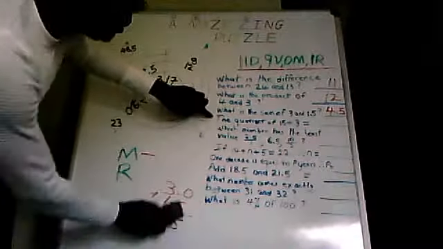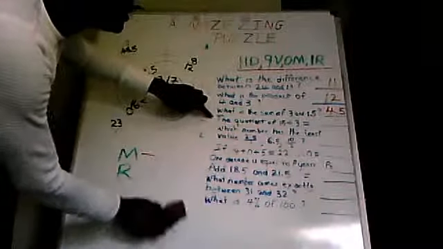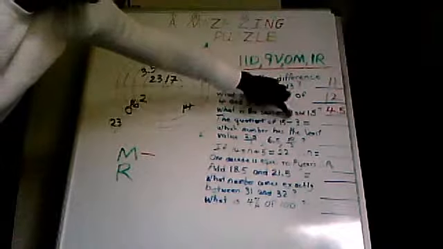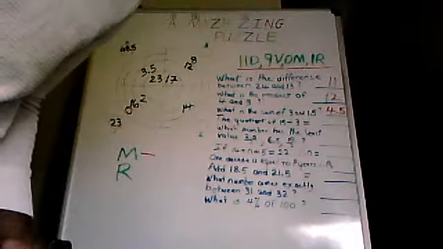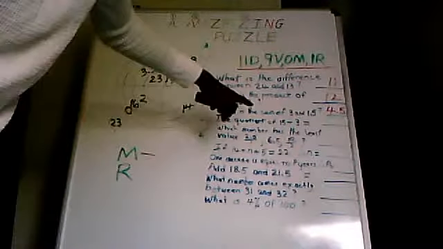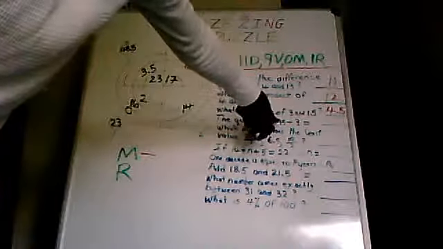Now, this one says the quotient of 15 divided by 3. Quotient simply means the result or the answer. So the quotient of 15 divided by 3 simply means how many times can I get 3 from 15? That's 5.